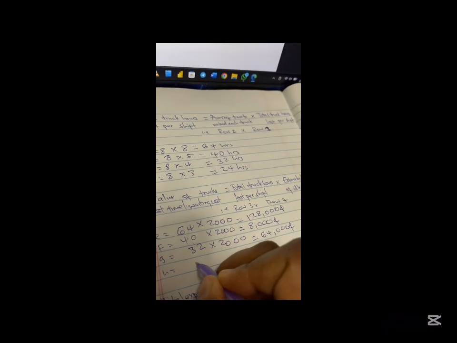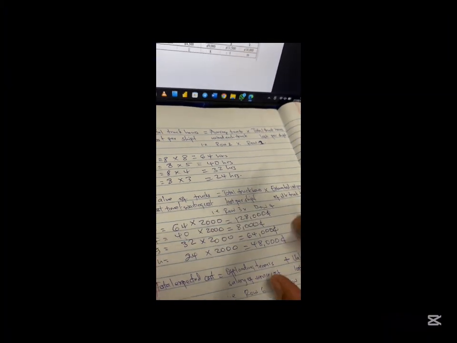Then to get the value of H, the same thing, D times 2,000. The value of D, we already have it, is 24. So it will be 24 times 2,000, which will give us 48,000 cedis. So you already have the value of EFG. Yes, so any question that comes across or involves this value, you'll be able to do it.